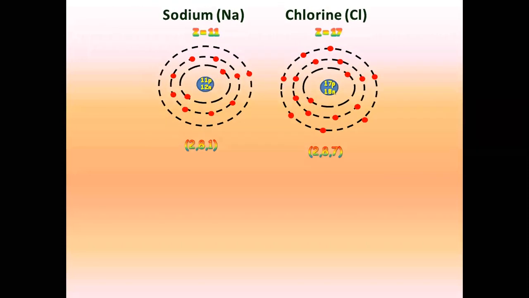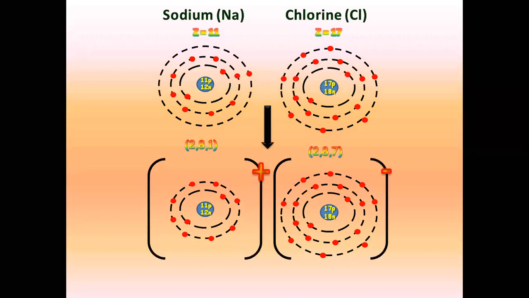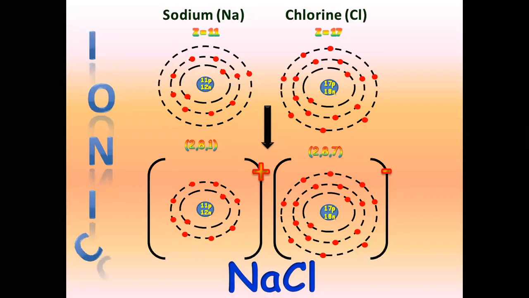So the one who is donating and the one who is accepting, we get them together now. Sodium has to donate, chlorine has to accept. So sodium will donate one electron to chlorine and chlorine will accept that electron. So Na gets converted into Na plus, Cl gets converted into Cl minus. After donating and accepting the electron, we got the compound Na plus Cl minus. They got converted into ions and hence they are called an ionic bond. Sodium chloride is formed by the combination of ionic bond.